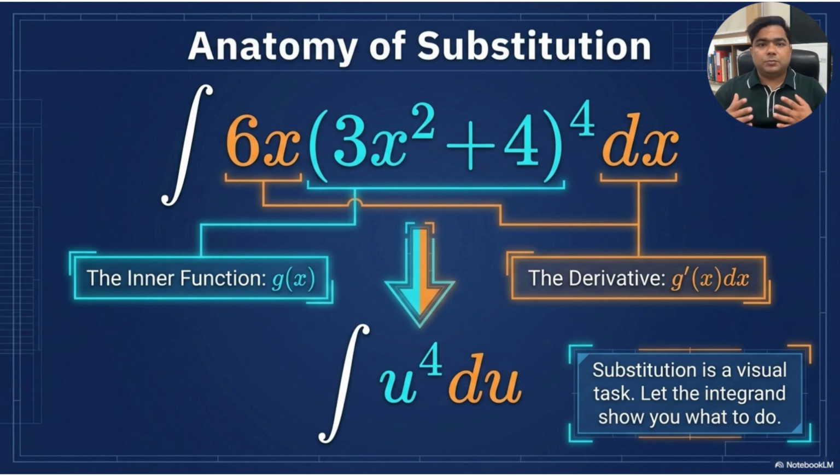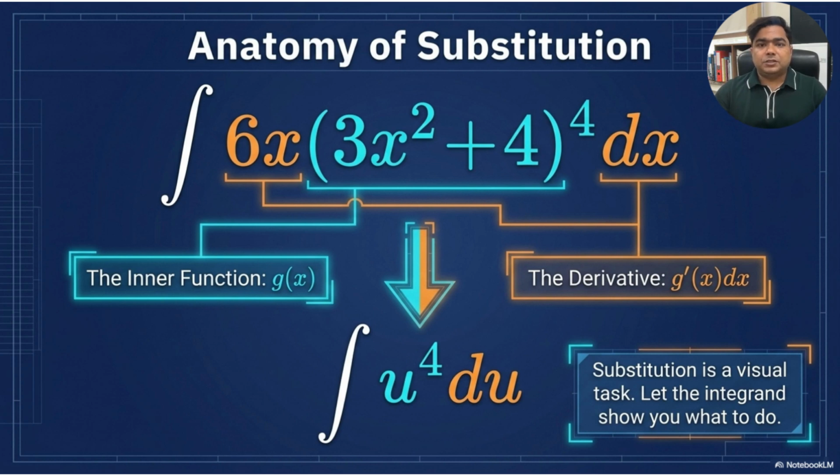So we let u represent the inner function. In spoken form, we say let u equal 3x squared plus 4. Then the derivative of u with respect to x is 6x. That means du corresponds to 6x dx. Now the original integral becomes much simpler. Instead of writing the full expression again and again, we rewrite it as the integral of u to the fourth power with respect to u. This is much easier to integrate.